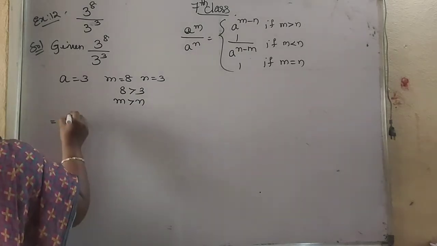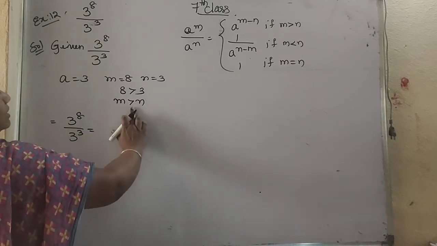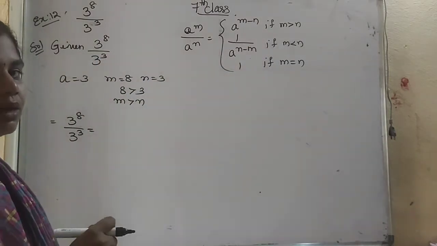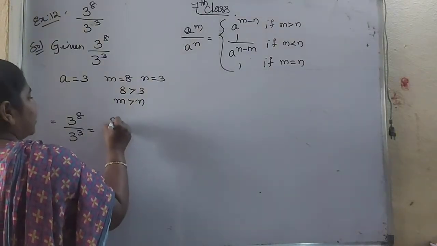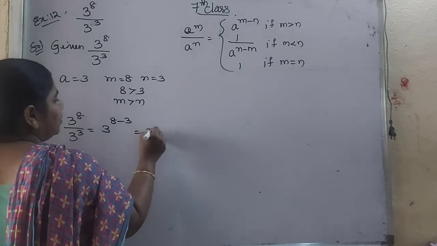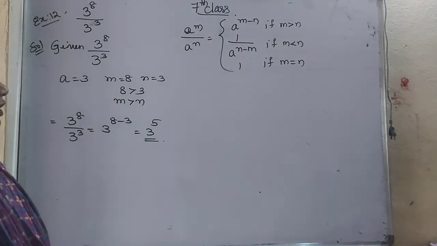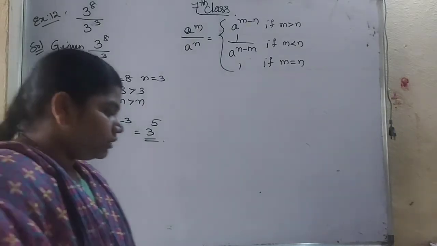Now 3 power 8 by 3 power 3, how will you write? m is greater than n, so we will use the first condition, that is a power m minus n. a is nothing but 3, m minus n is 8 minus 3. So it will be 3 power 5. So what is the answer? 3 power 5 is our answer. So now example number 13.